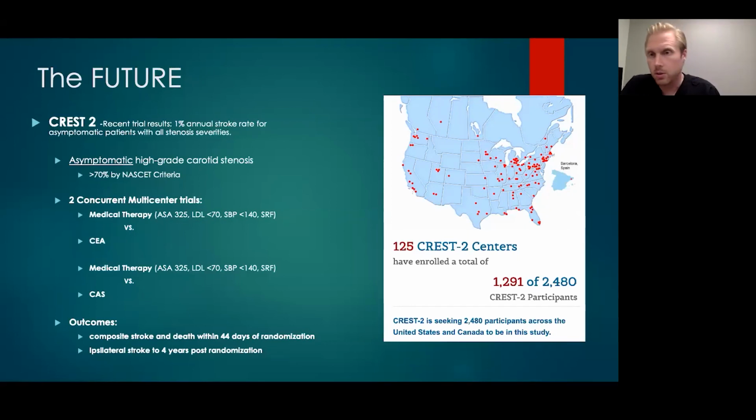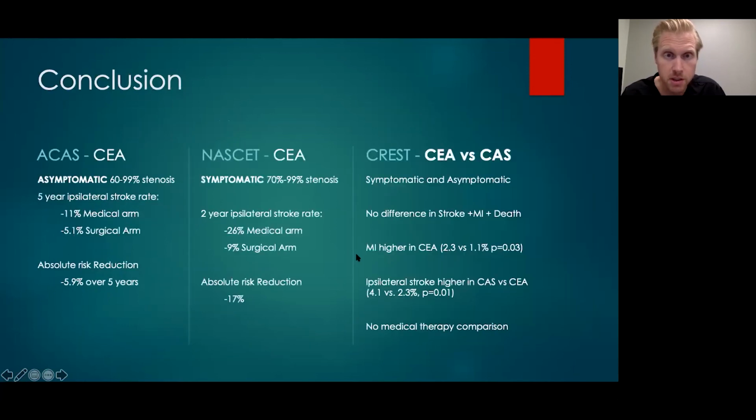Other things will be TIAs or other things that require blood vessel imaging that detect carotid stenosis incidentally. Headaches, patients get a CTA of the head and neck for aneurysms or whatnot, and they found asymptomatic carotid stenosis. So there's a whole host of reasons. So the outcome of this study will be looked at will be composite stroke and death rate within 44 days of randomization, and any ipsilateral stroke to 4 years post-randomization.